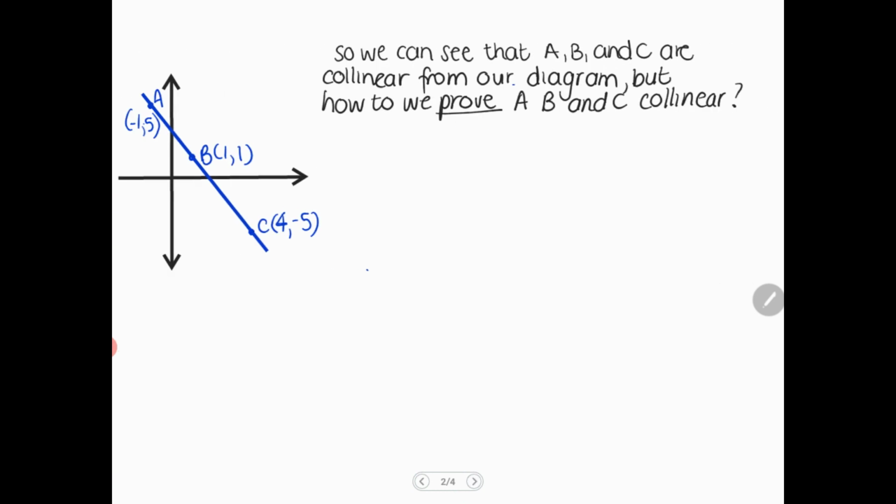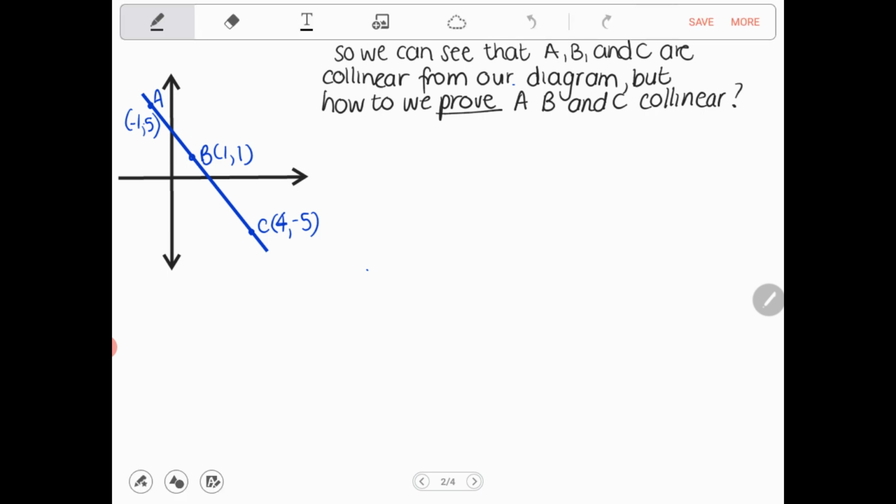In the same example from the first page, if I want to prove that A, B, and C are collinear, I find the gradient of AB. I take A and B and use my gradient formula. We're going to have 5 minus 1 over negative 1 minus 1, which gives me 4 over negative 2, which is negative 2. So the gradient between A and B is negative 2.